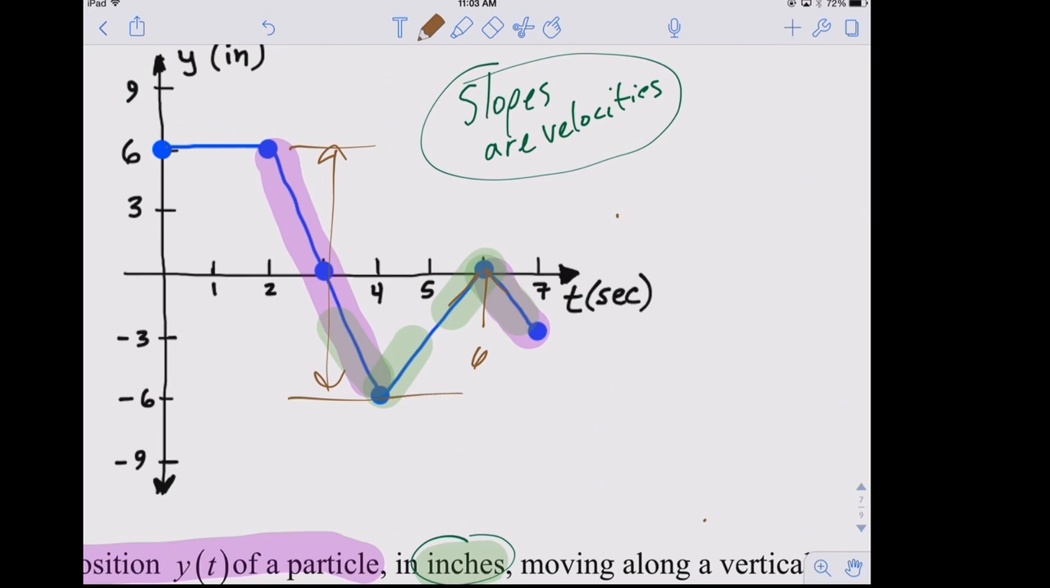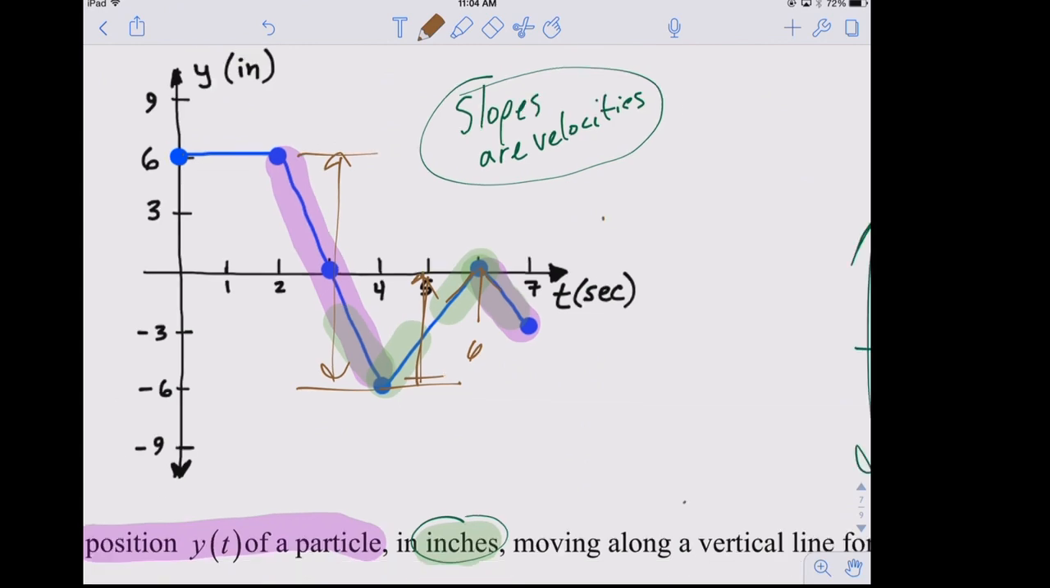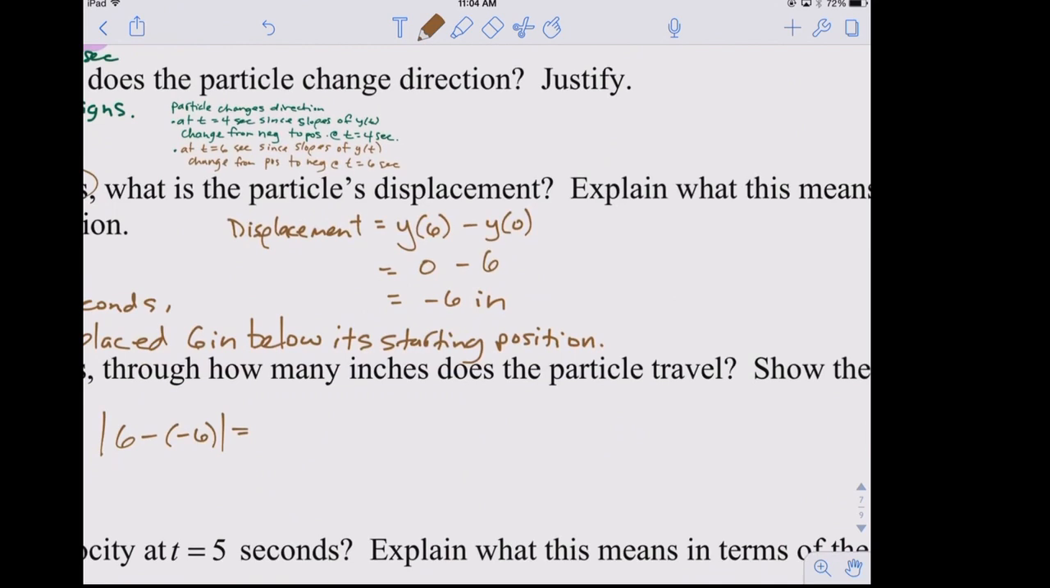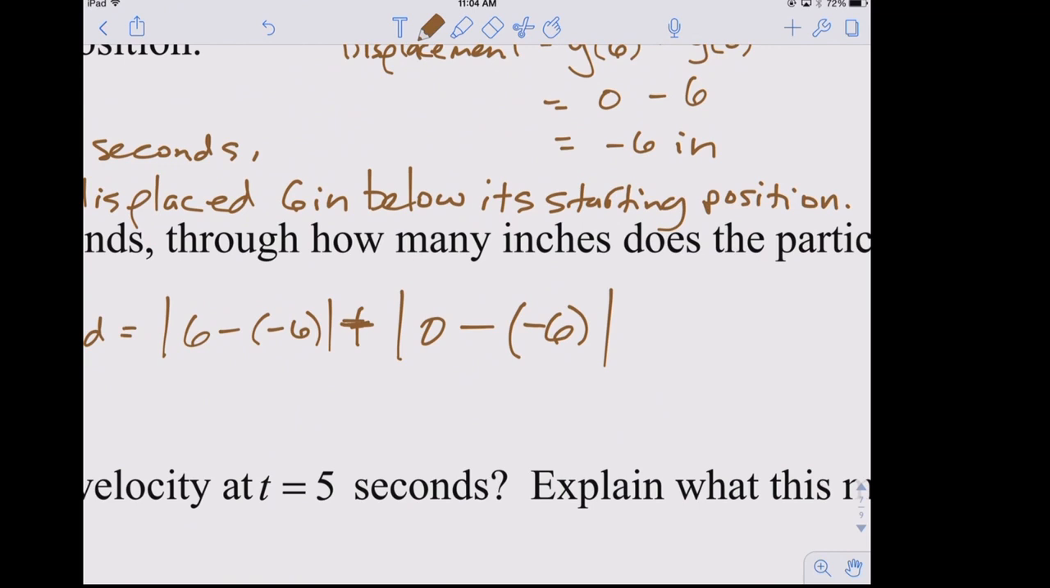Here's 6. Now we're looking from here to here. Then in the next 2 seconds, from 4 to 6, it moves back up. How many units? It goes back up 6, so I'm going to go ahead and say it's 0 minus negative 6, plus, we'll add those together. And now we essentially get 12 plus 6, which is 18 inches.